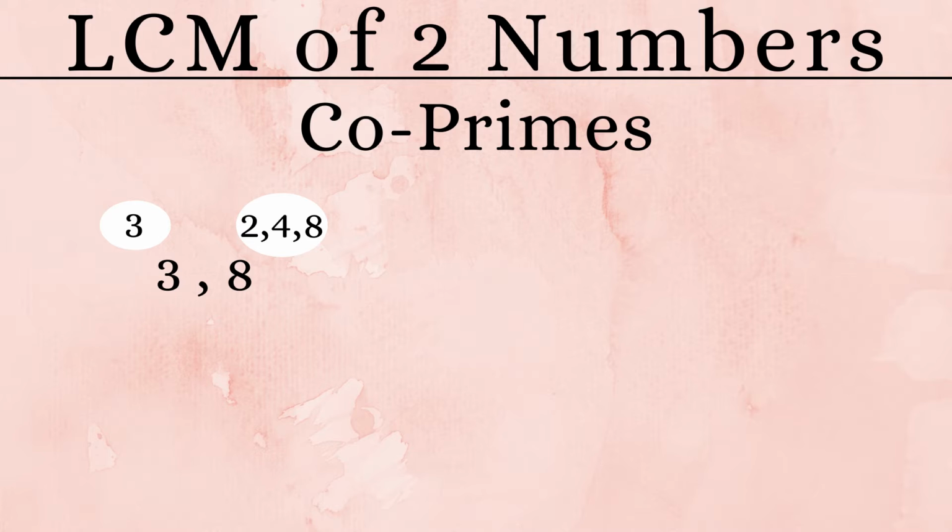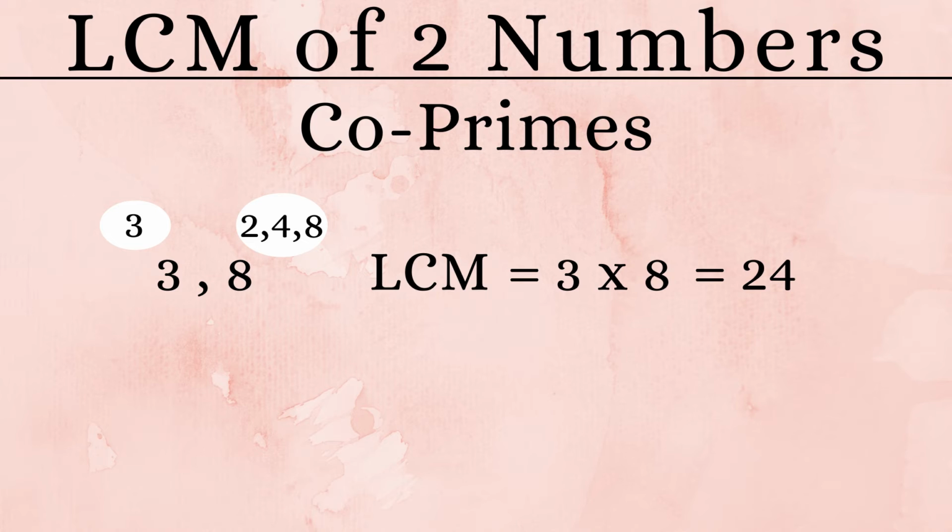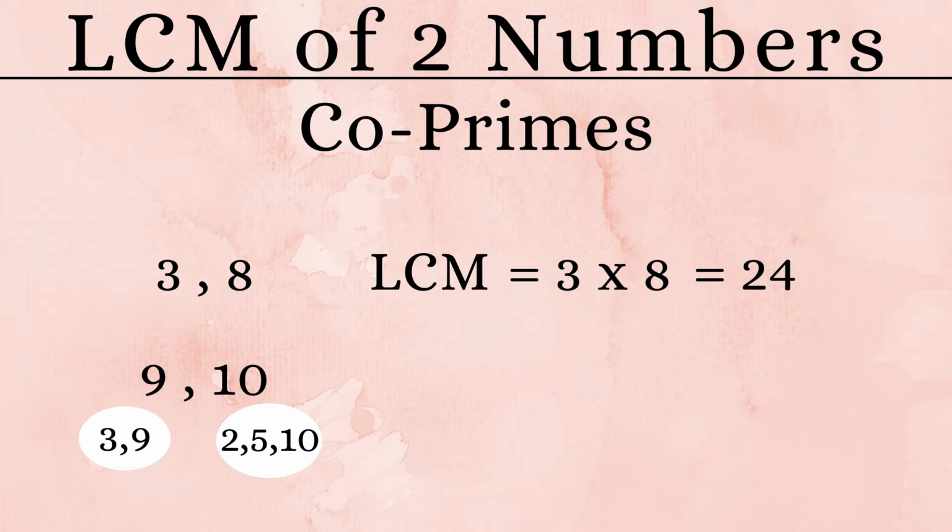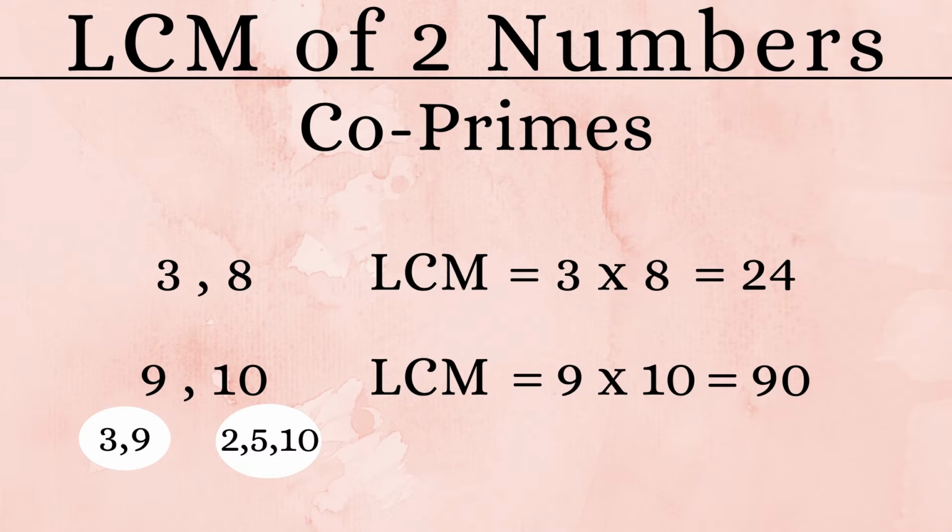The LCM of any two coprimes will be the product of the two numbers. In this case, 3 into 8, which is 24. Another similar example with 9 and 10. The factors of 9 and 10 are shown here, and we can find that there are no factors in common. So they are coprimes, and the LCM would be the product of 9 and 10, and that is 90.